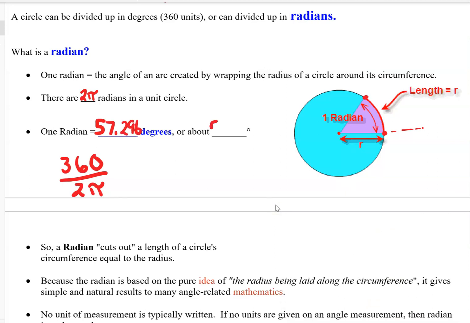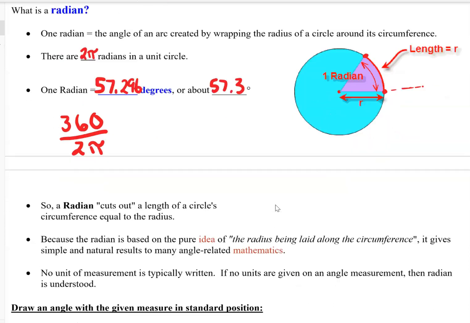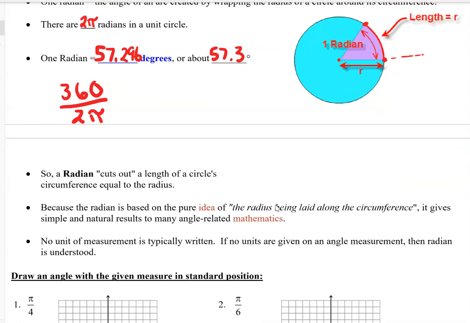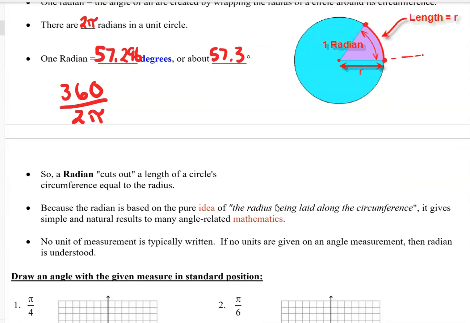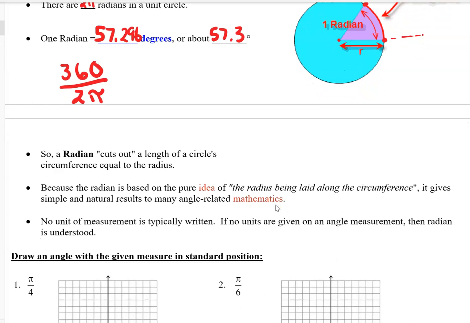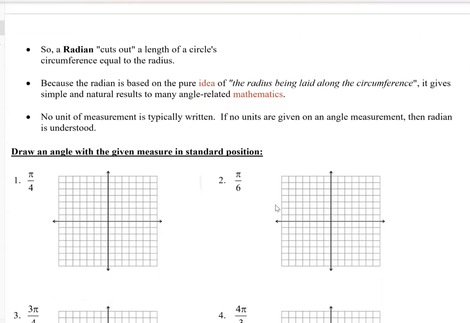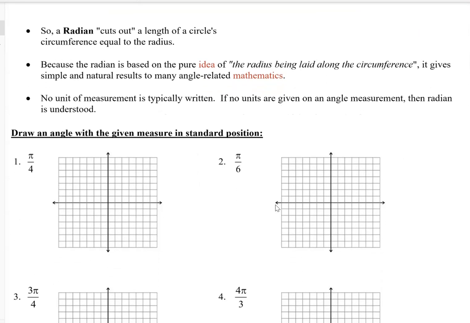Or about 57.3 degrees. So a radian cuts the entire circumference and gives us 2 pi total radians in the circumference of our circle. So this actually tells us how we find pi.